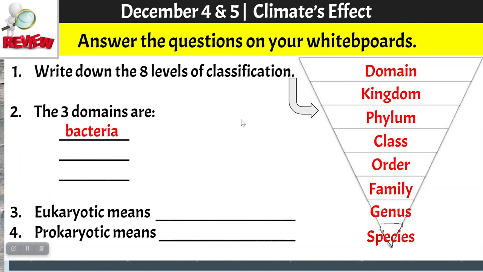All right, so domain is our biggest classification. And so we have 3 domains, bacteria, eukarya, and archaea. Archaea, again, are those organisms that can live in extreme environments.